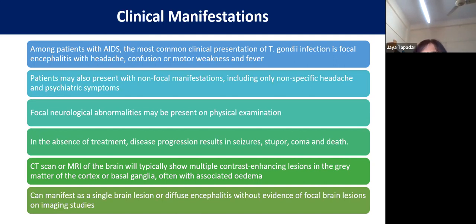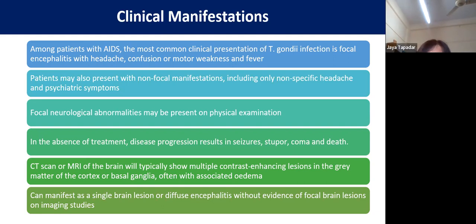So the patient may have fever, headache, confusion, or the patient may have focal neurological deficit like hemiparesis, monoparesis, cranial nerve abnormalities, etc. The patient may have seizures also. And if you don't treat it at the right time, the patient may go into coma and there may be death also.